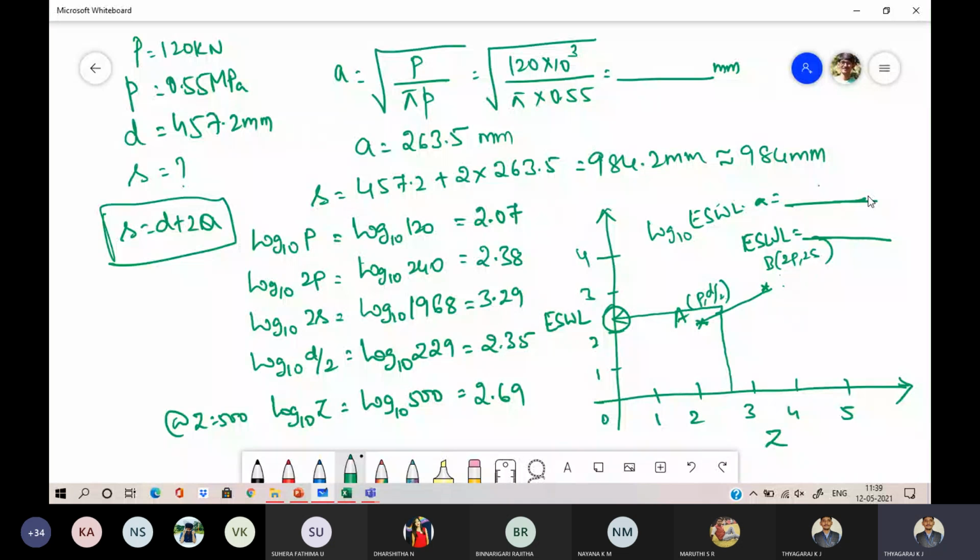Sir, log 10 ESWL value is 2.12, sir. Okay. 10 power 2.12, how much will you get? 131.82. 131.8 kilonewton will be the ESWL for the given value. Okay, I think it is clear, right? How to plot the graph? Shall we move to the next problem? Yes, sir. Okay.